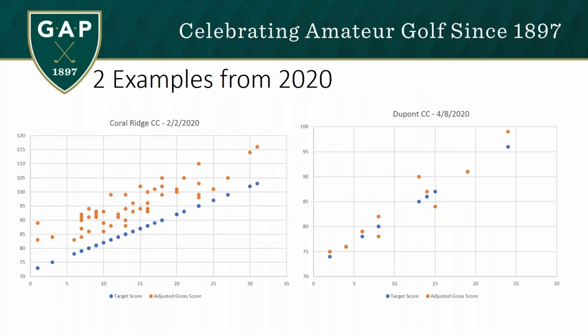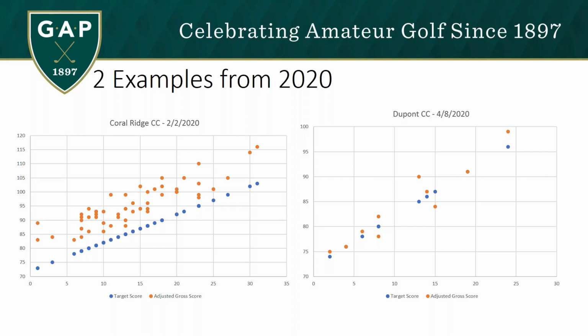So a couple of examples from 2020 that have already happened. The chart on the left is from Coral Ridge Country Club, which is down in the Fort Lauderdale area in Florida. And you can see here, every single adjusted gross score was above the target score. Not one player played to their target score. And there were some players that played significantly over their target score. There was a one handicap player with a target score of 73 that shot 89 that day. So that was 16 shots over their target score. So clearly a difficult day. And this had the most severe adjustment of +3 to PCC.